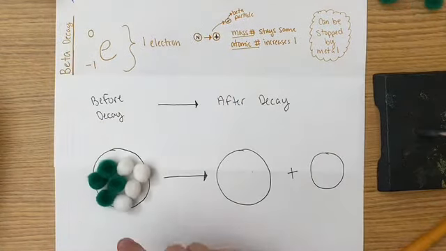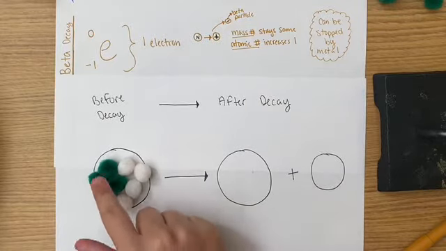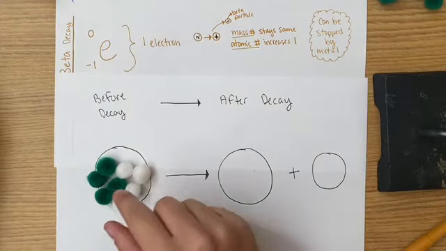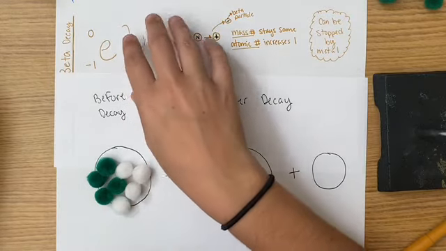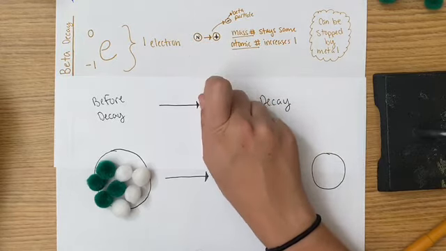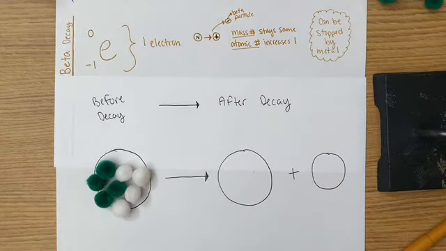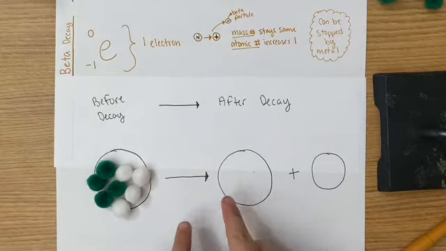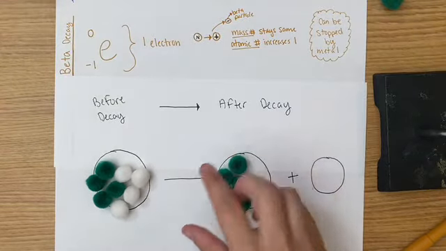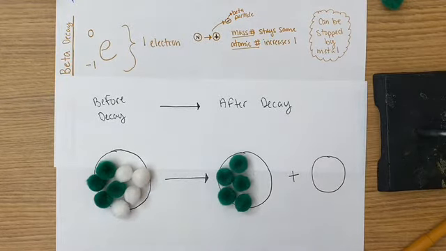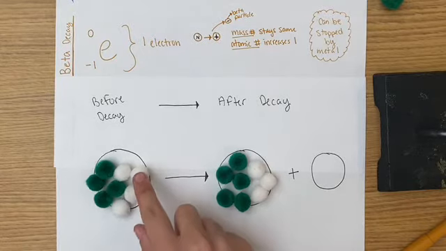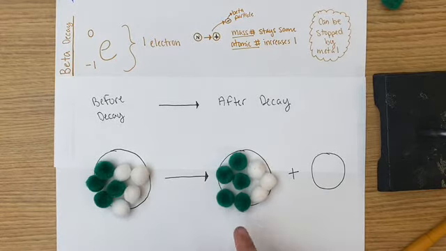So let's say we have a nucleus here and it has 4 protons, they're green, and 4 neutrons that are white. If it's going to undergo beta decay, that means one of its neutrons is going to turn into a proton. So after the decay, we should have 5 protons, but only 3 neutrons. So one of those neutrons turned into a proton.